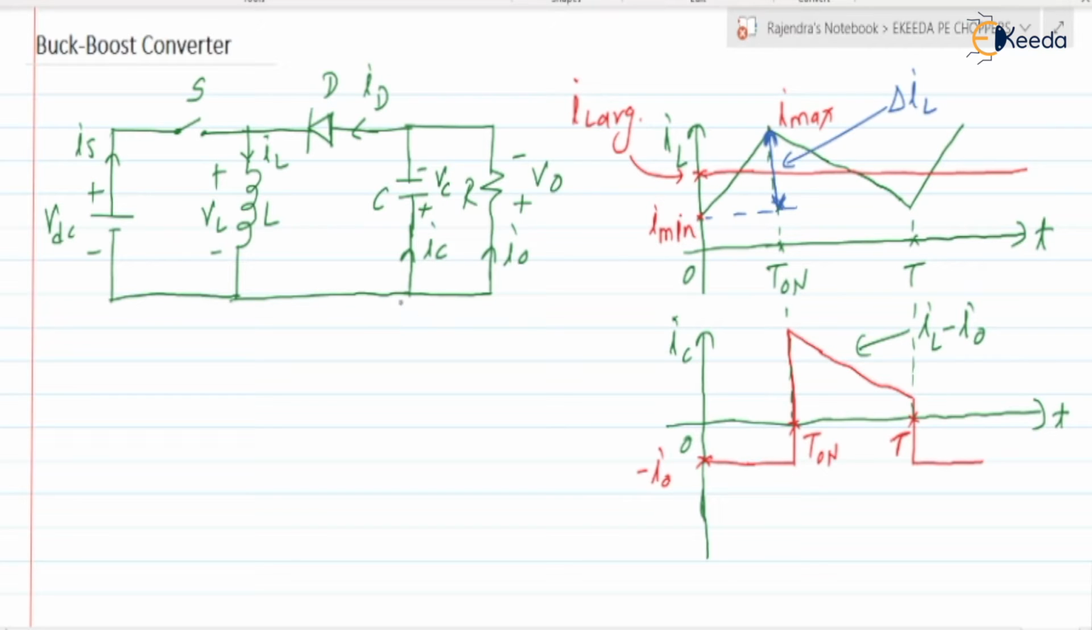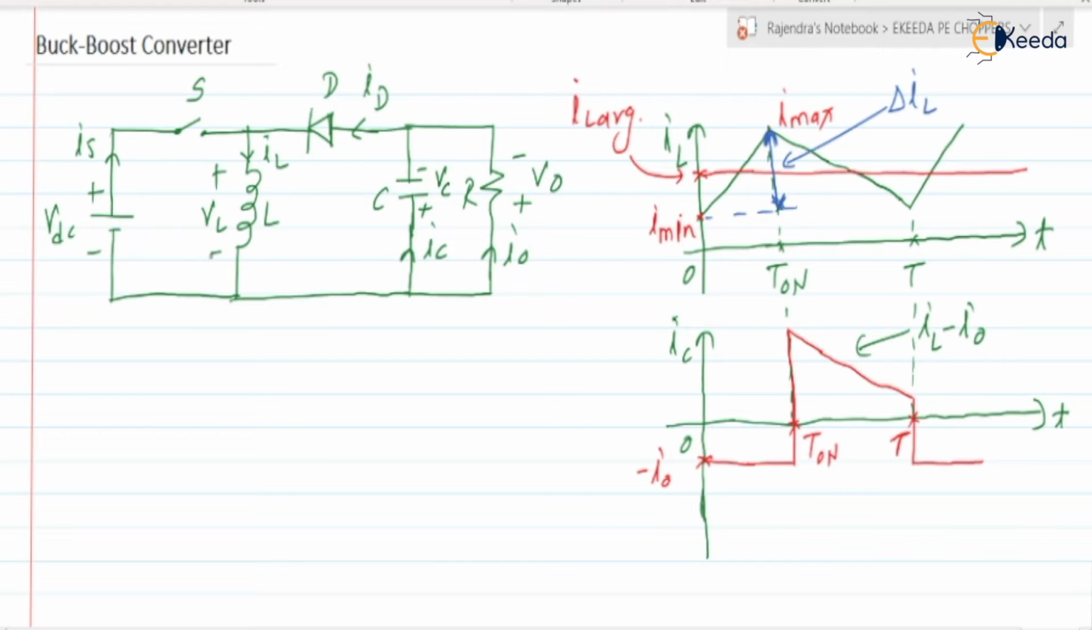Be careful about the polarity of the voltage across the load. Yes, it is plus at the lower terminal, minus at the upper terminal. The current flowing through the load is I0. The voltage across the capacitor is VC. The lower terminal is at a higher potential, the upper terminal at the lower potential. The current flowing through the capacitor is IC.